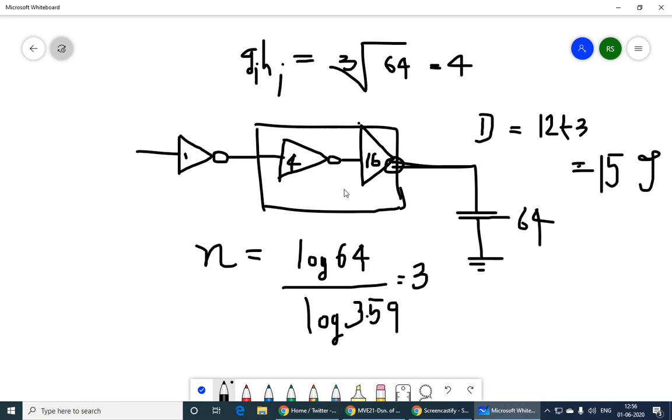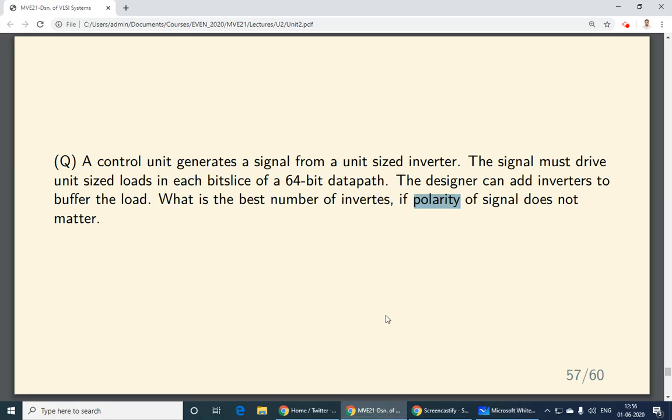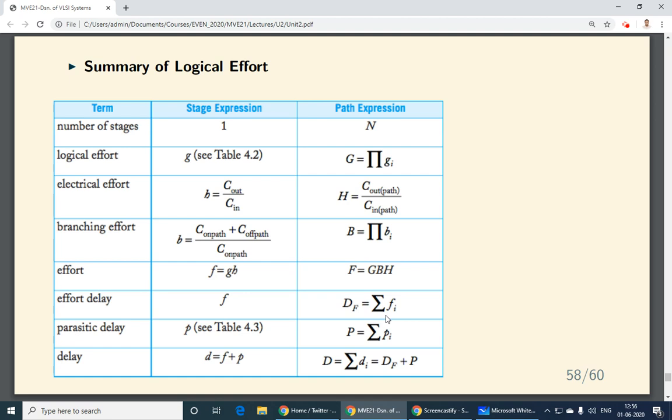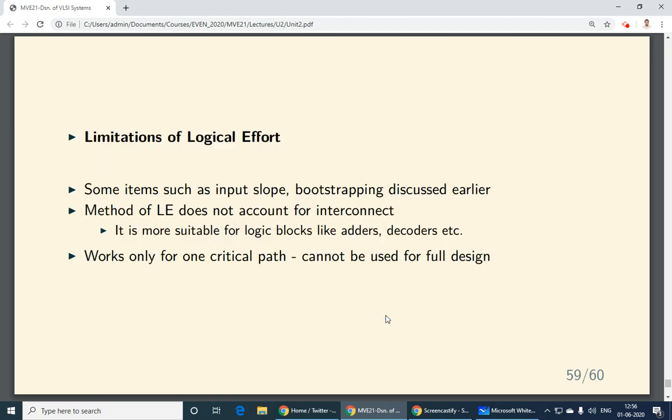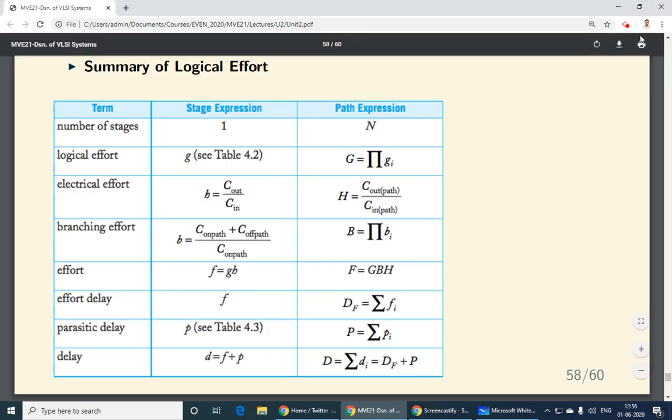So this is the second application of the method of logical effort, and this is generally used to size our inverter chains for least delay. With this we will end the first part of the second unit at least, and in the second part we will look at alternate logic families, etc. This slide just provides a summary of the method of logical effort. Okay, so we will stop here.